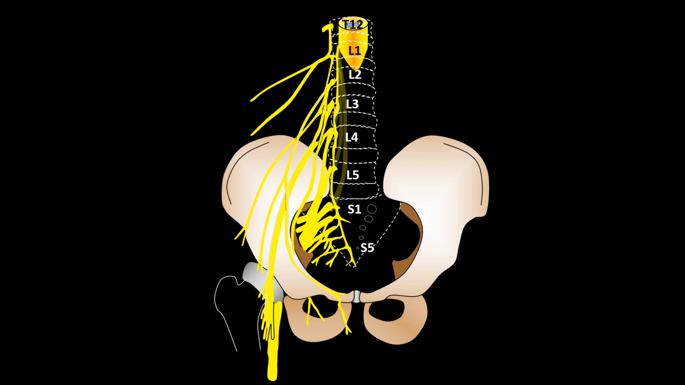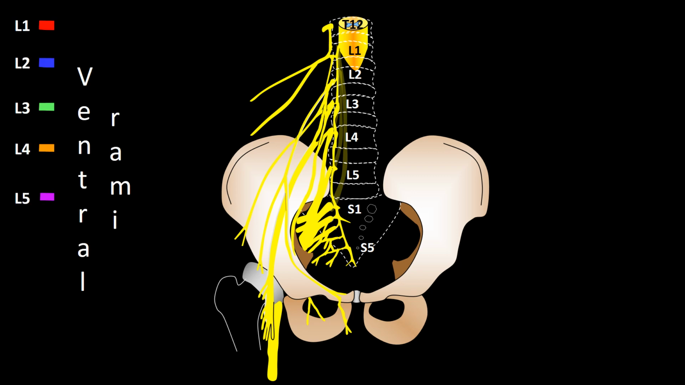Now we will describe the most frequent anatomical configuration of the lumbosacral plexus and say a few words about some of the anatomical variations of this plexus. So we start with the ventral rami of the five lumbar spinal nerves and the first four sacral ventral rami. There are at least two major anatomical variations regarding the ventral rami contributing to the formation of the lumbosacral plexus.